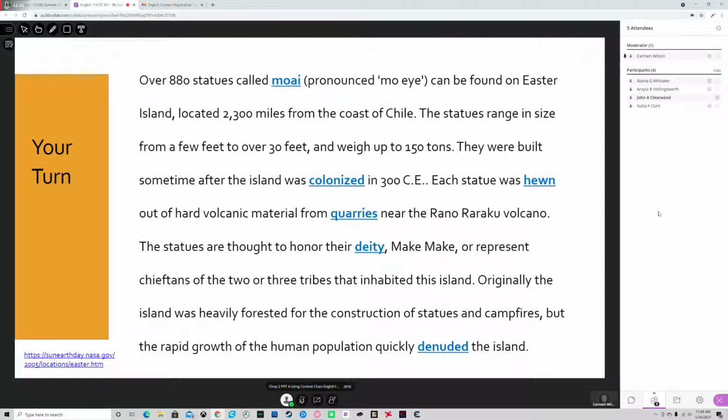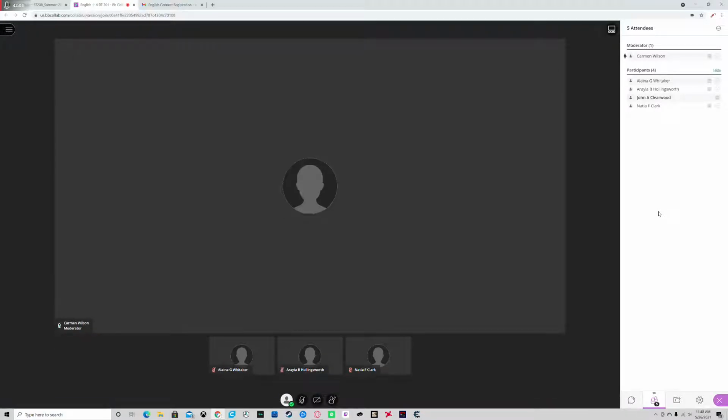Because there are other things. So those are the 4 skills that you will encounter in chapter 2. Now, I went over the homework.